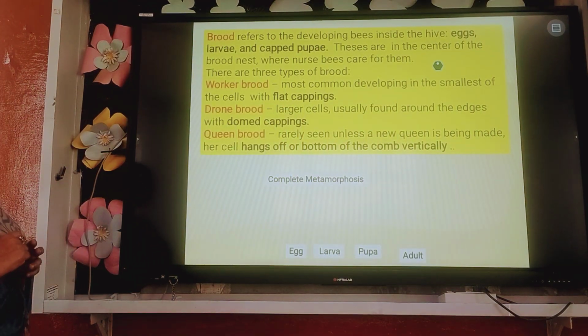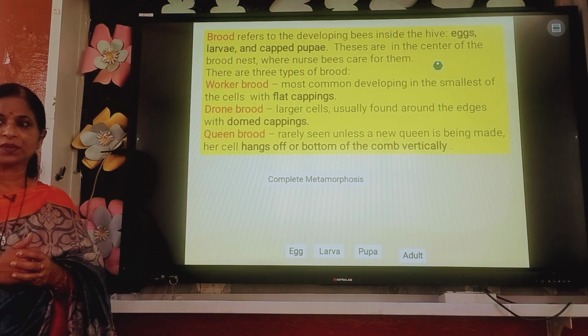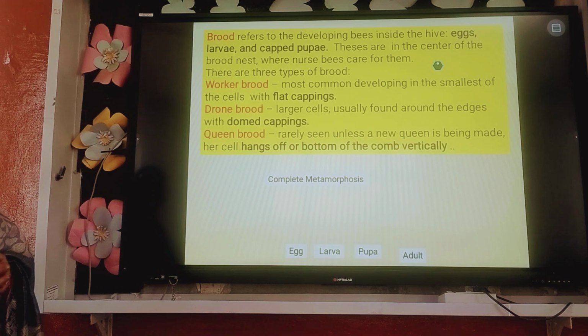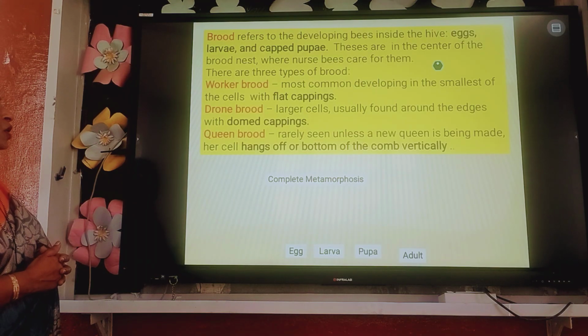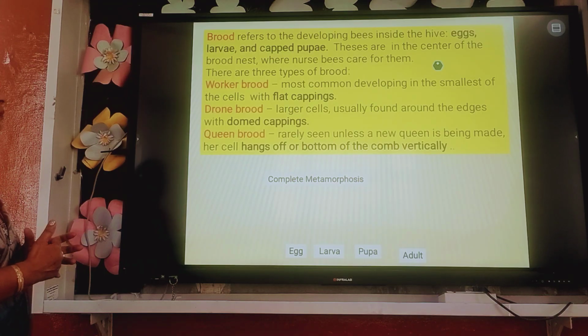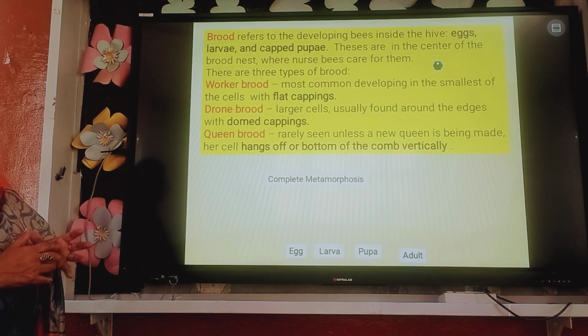Next, there is a term, brood. So what do you mean by brood? Brood refers to the developing bees inside the hive. So these are developing stages inside the beehive: eggs, larvae and capped pupae. They are forming the brood. These are in the center of the brood nest, where nurse bees care for them.